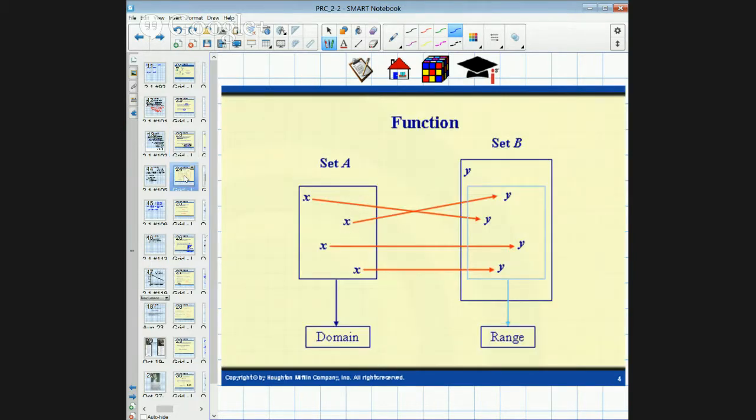Here's the book's way. Instead of using circles, they use rectangles. But notice each x only goes to one particular y. It can't go to a bunch. Each one goes to one place. That's what a function does.